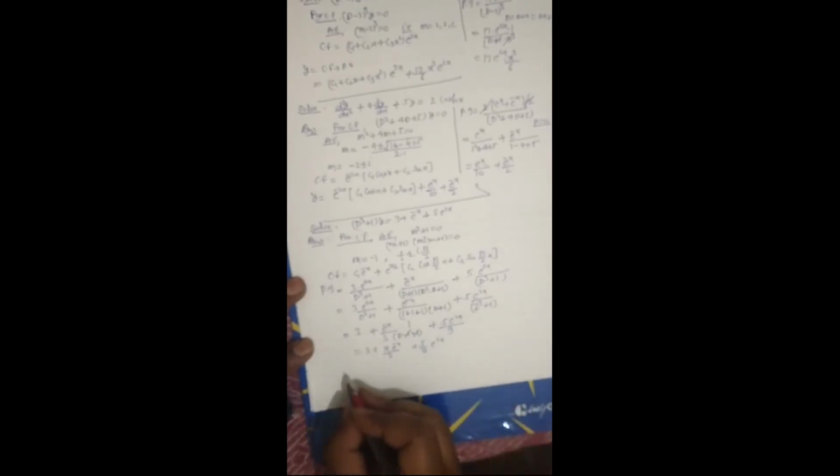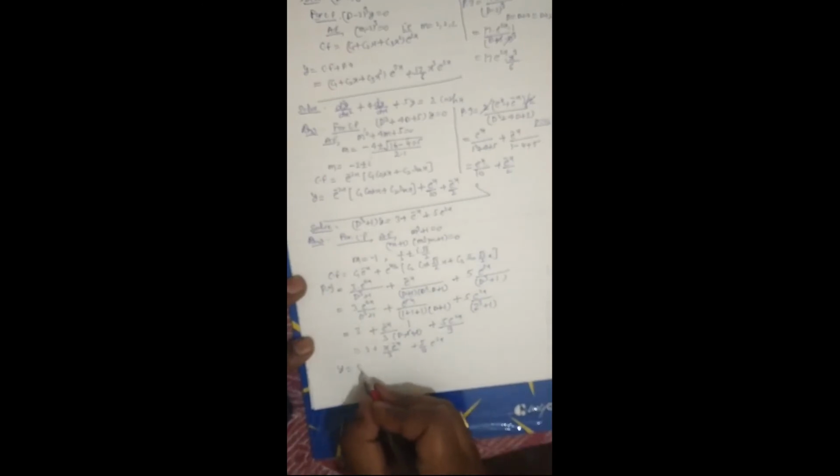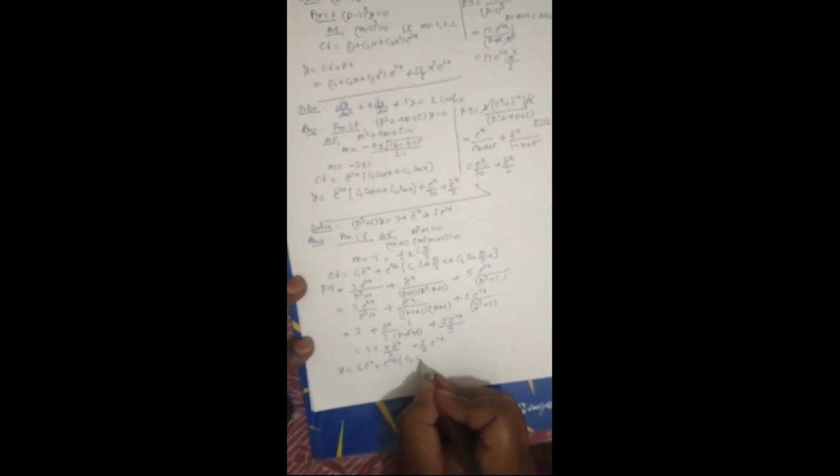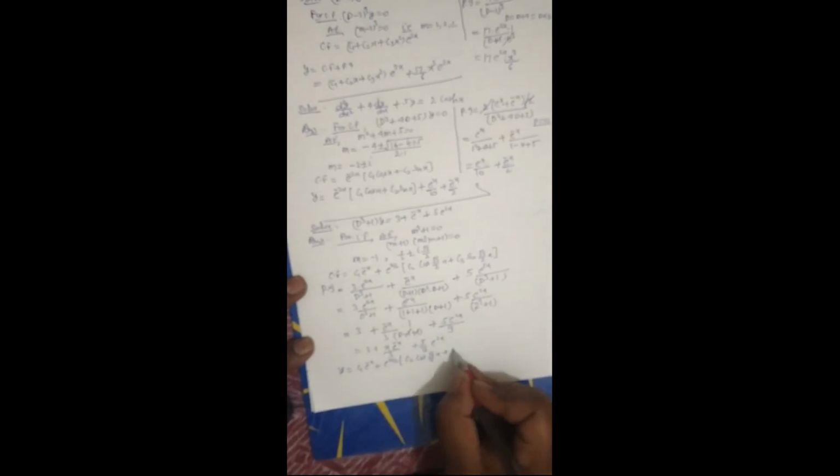Now the complete solution, y equal to CF plus PI, that is C1 e to the power minus x plus e to the power x by 2 (C2 cos root 3 by 2 x plus C3 sin root 3 by 2 x) plus 3 plus x e to the power minus x upon 3 plus 5 by 9 e to the power 2x is the complete solution.